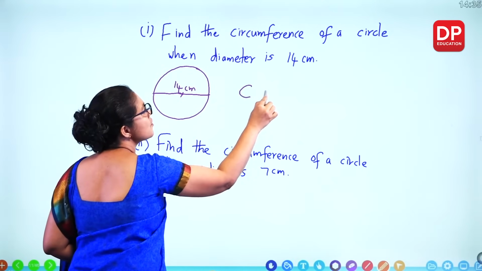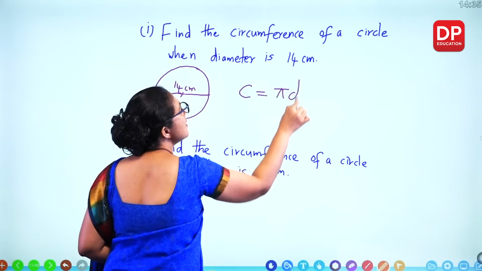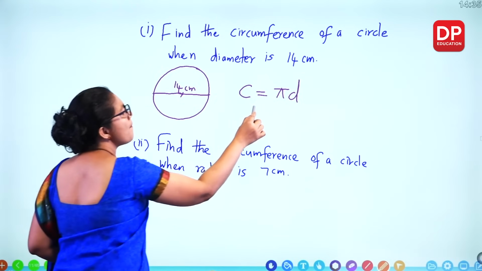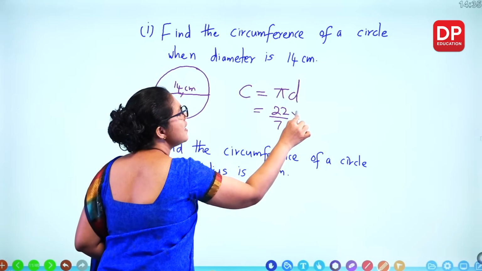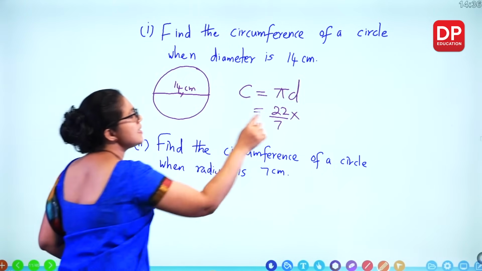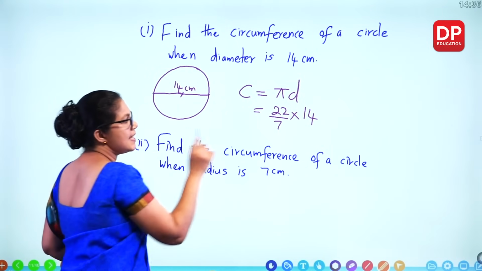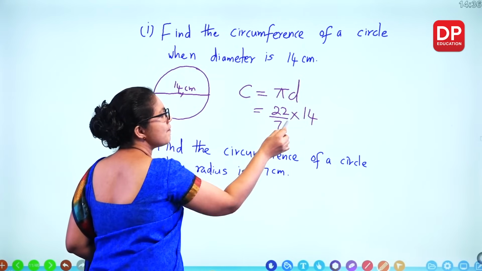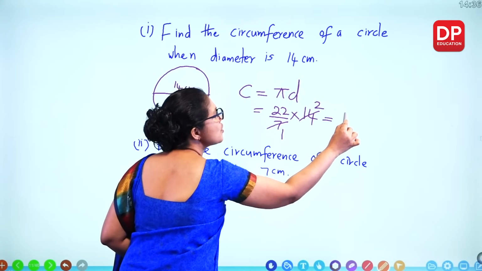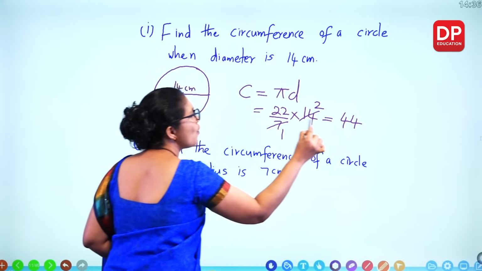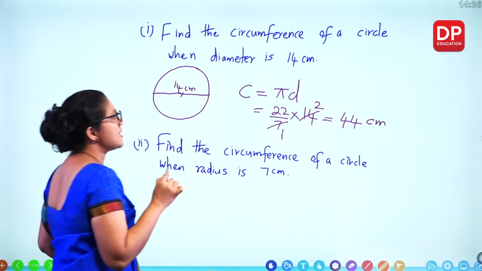So you can straight away use the formula pi d, because d is given. What's the value of pi we can substitute? 22/7. And what is d? D is given as 14. So substitute. Here we can see 7 and 14 we can simplify. Cross out this one, you get 2 here. 2 times 22 becomes 44. What's the unit? This is in centimeters.